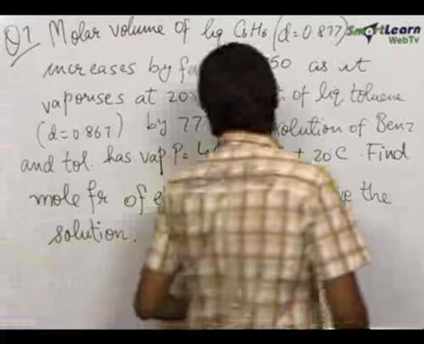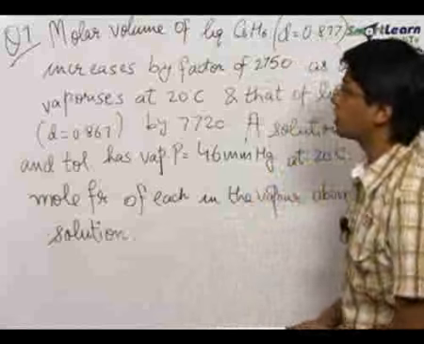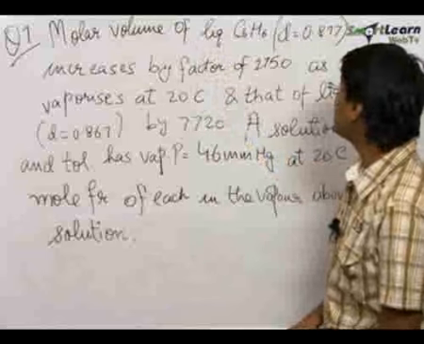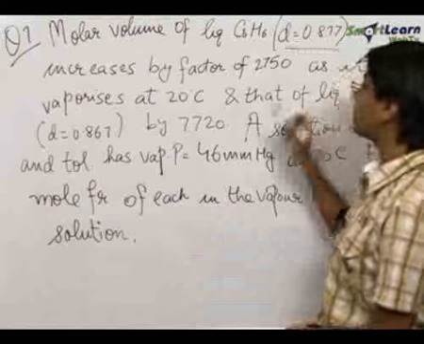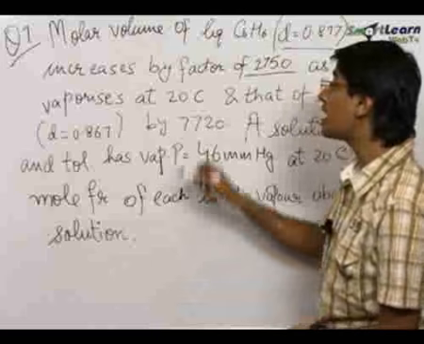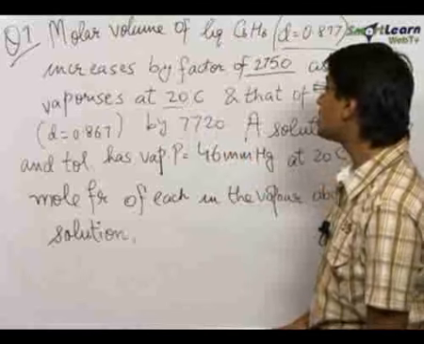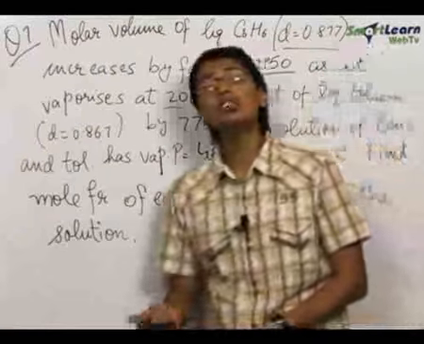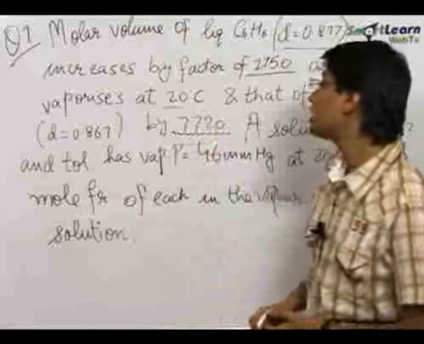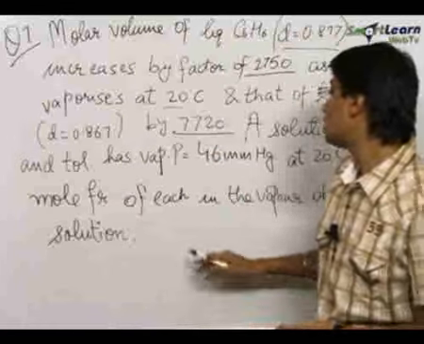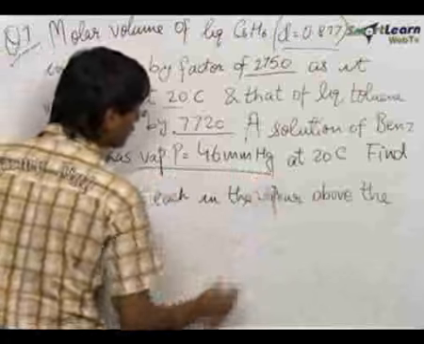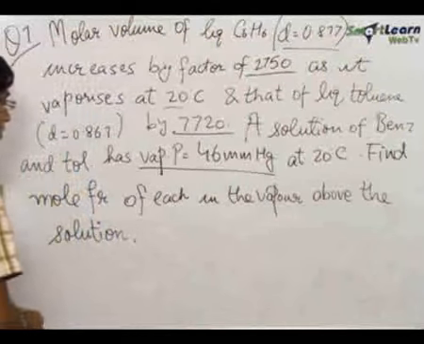Our next problem is a very important problem of liquid solutions. We are given that the molar volume of liquid benzene, whose density is given, increases by a factor of 2750 as it vaporizes at 20 degrees Celsius. And in the same way, when liquid toluene is vaporized, its volume increases by a factor of 7720. A solution of benzene and toluene has a vapor pressure of 46 millimeters of mercury at 20 degrees Celsius.